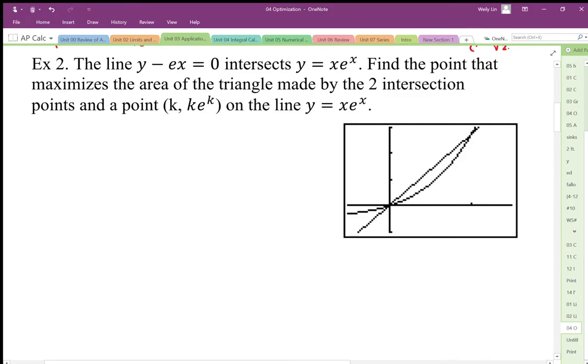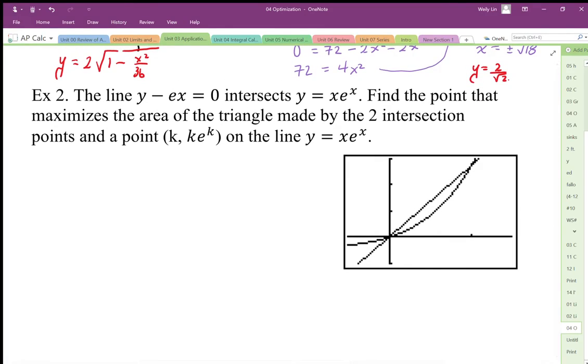Going to use the cross product method of calculating the area of a triangle just to make things a little bit easier for ourselves. But here we have this e to the x function, y equals x e to the x. Okay, that's that curve part. And then we have this linear function, y minus e to the x equals 0. And we're going to find the biggest triangle that we can make using this shape.